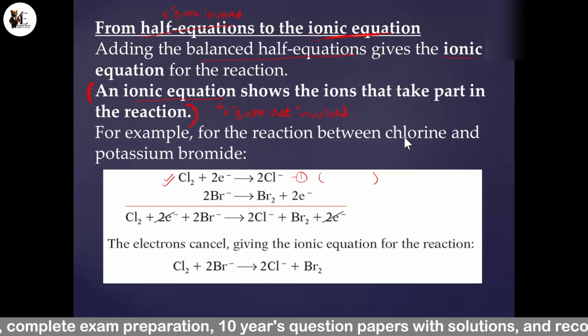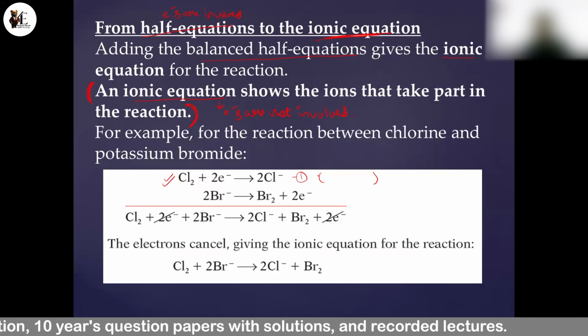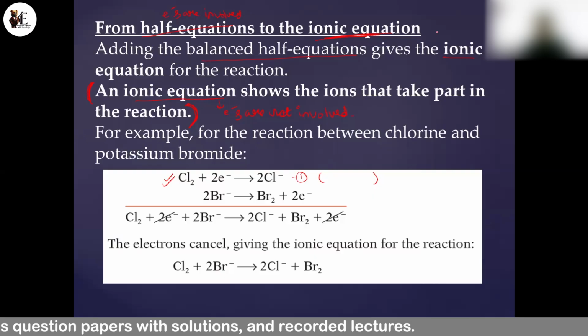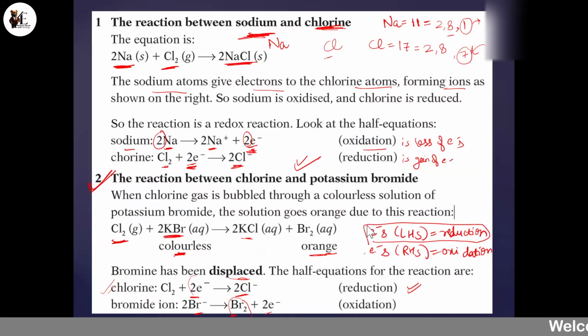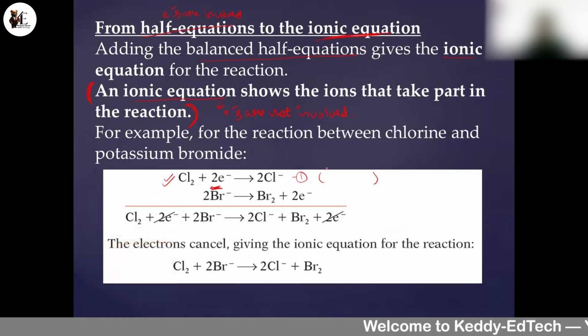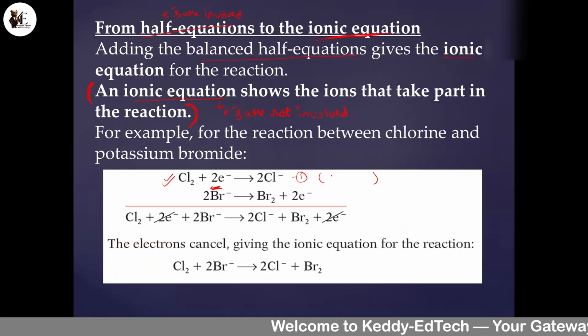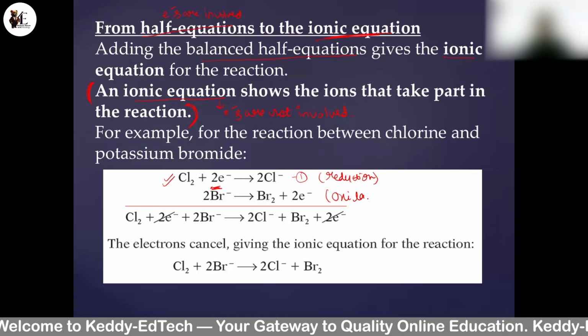Sorry, I was saying oxidation. Pardon? Oxidation. I told you that if electrons are on the left hand side, it is reduction. Have you not copied this? I have, ma'am. So when electrons are on the left hand side, is it oxidation or reduction? Reduction. Yes. First reaction is the reduction reaction and the second reaction is the oxidation reaction.